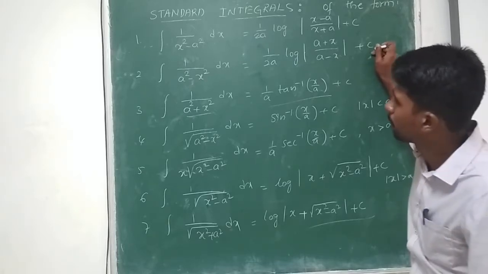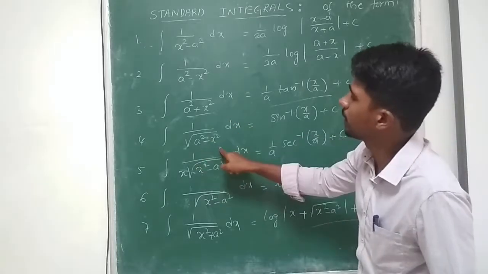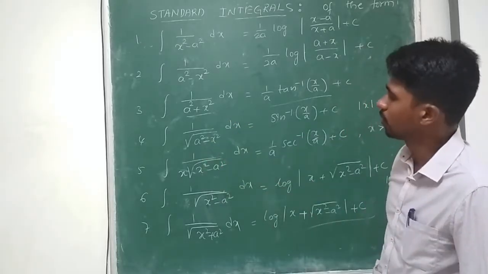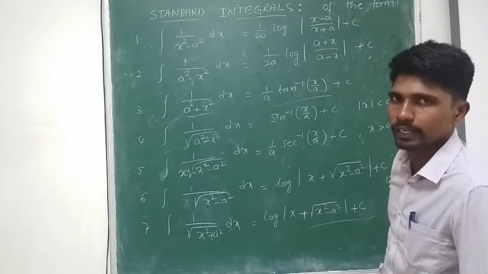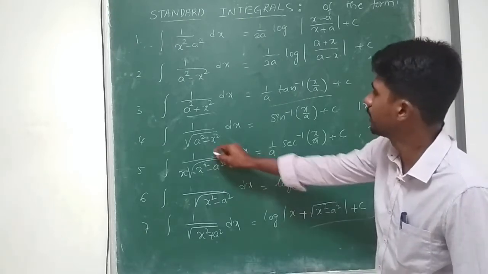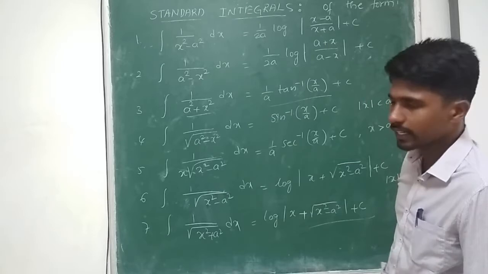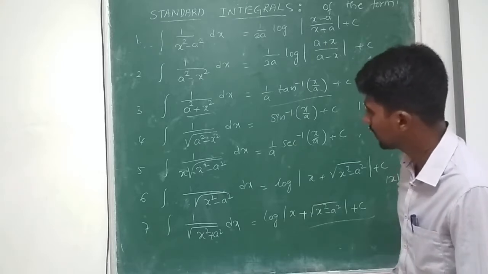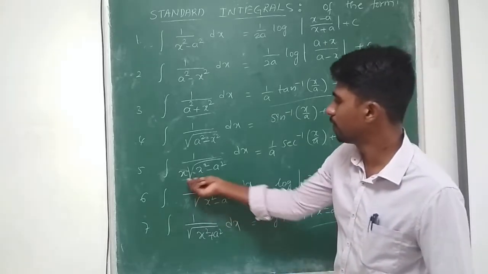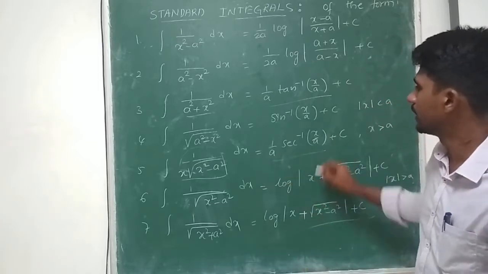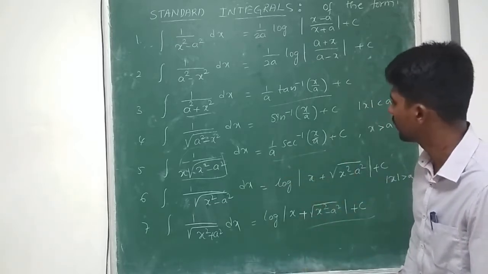Like the next one, 1 by root of a square minus x square, the derivative of sin inverse x, which is in the form 1 by root of 1 minus x square. But I have a here. In this particular case, we won't get 1 by a. We get directly sin inverse of x by a plus a constant. This is the derivative of secant inverse x. So that's what we get in terms of 1 by a into secant inverse of x by a.